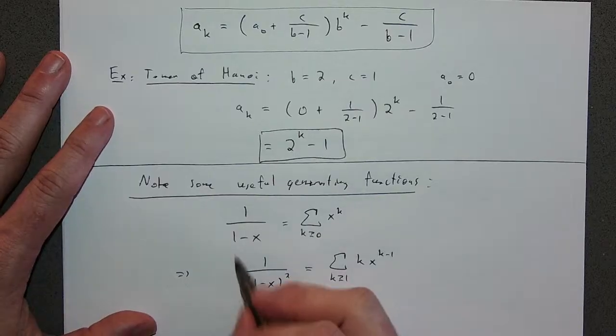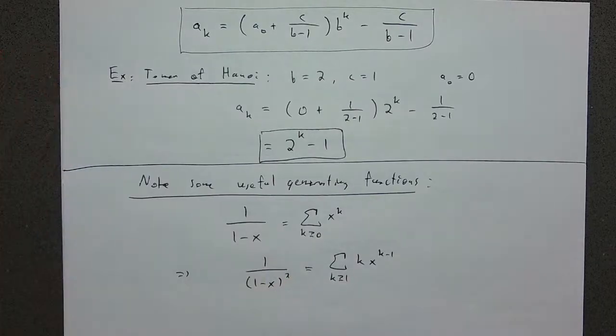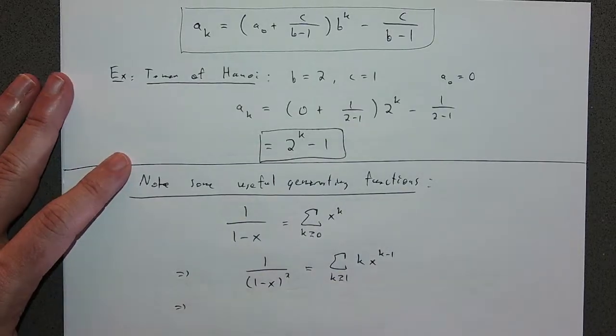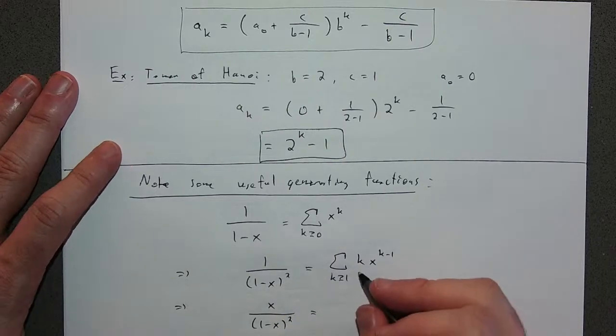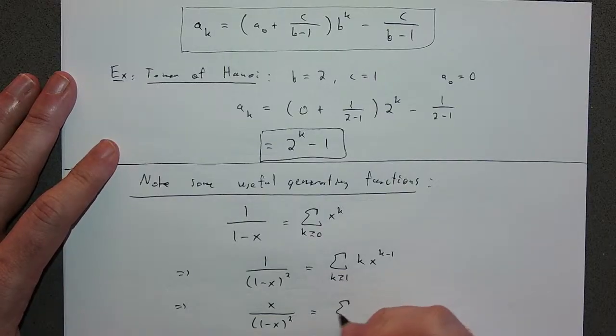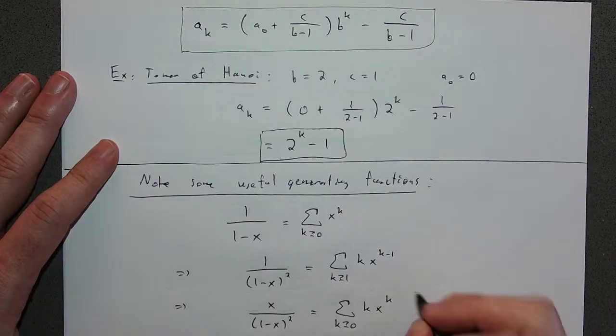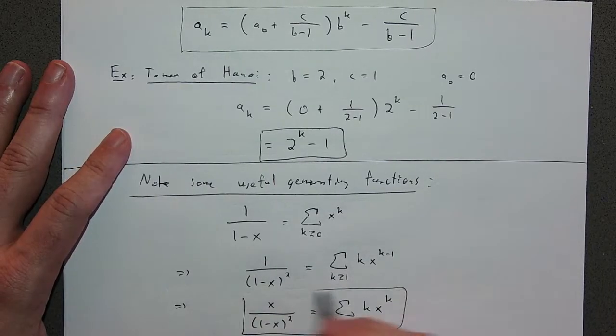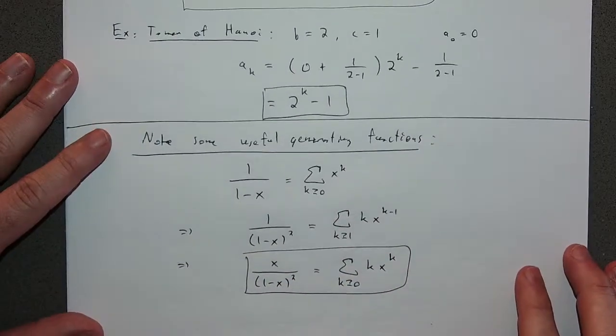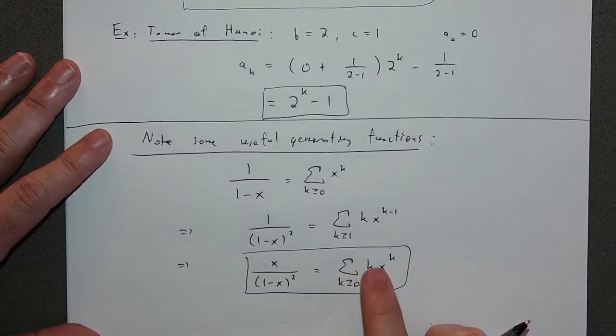So this tells us a generating function of this form, which of course, multiplying both sides by x, I get x over 1 minus x squared, multiplying by x and incorporating that into the sum. This is the same as starting the sum at 0, of k x to the k. And so this is the generating function for the identity sequence, right?